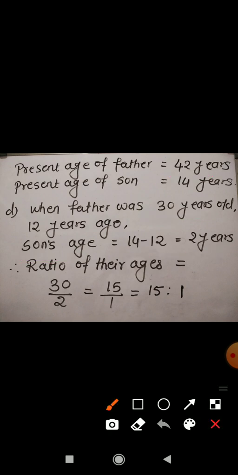And now here we have to find out the ratio of their ages when father was 30 years old. So when father was 30 years old, the son was 2 years old. So the ratio will be 30 by 2. 30 by 2 means 15 by 1. Hence the required ratio is 15:1.